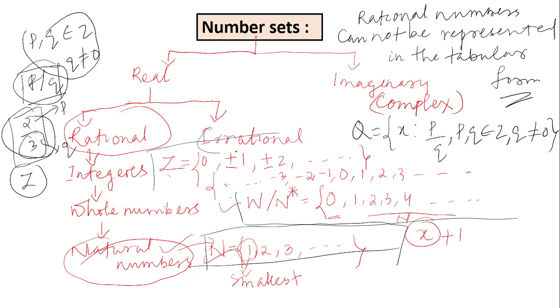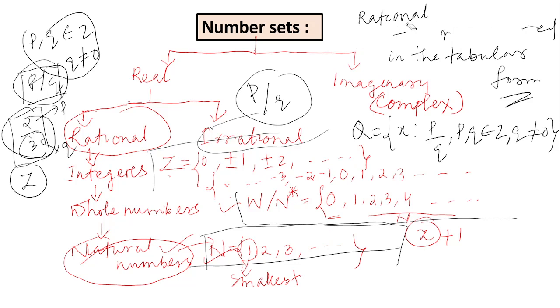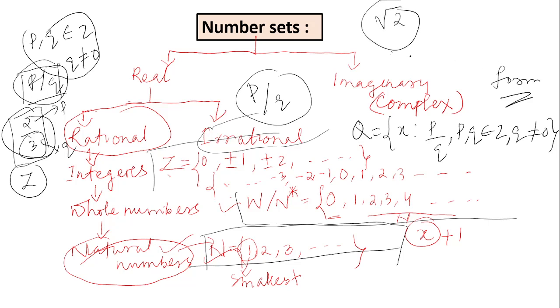So irrational numbers, that is the contrary of rational numbers, are those numbers which cannot be represented in the form p by q. Those are called irrational numbers. So the example of irrational numbers is root 2. We cannot represent root 2 in the form p by q.